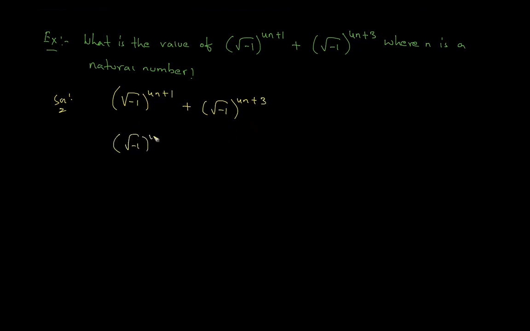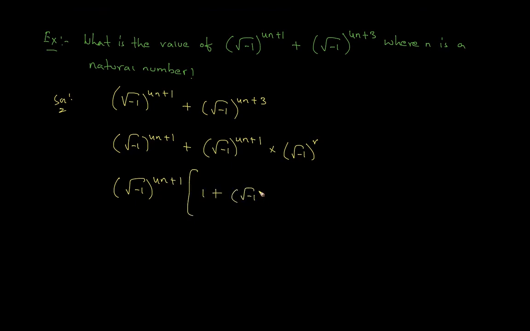Root of minus 1 power 4n plus 1 I will keep like this, plus root of minus 1, I will make it 4n plus 1 into root of minus 1 whole square. Can I write or not? When bases are equal, you can add the powers. 4n plus 3 I made into 4n plus 1 plus 2. Now I will take root of minus 1 power 4n plus 1 as common. So 1 plus root of minus 1 whole square, which is 1 plus i square, so 1 minus 1 is 0. So the answer is 0.